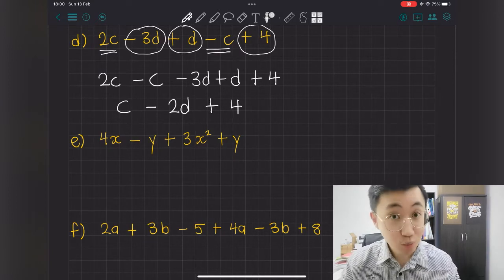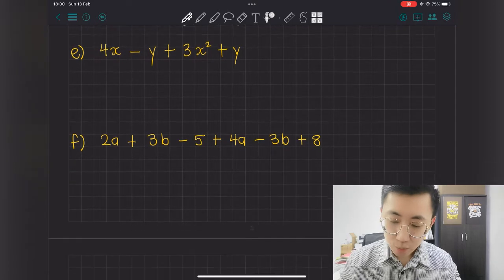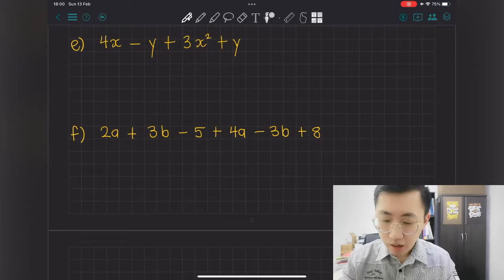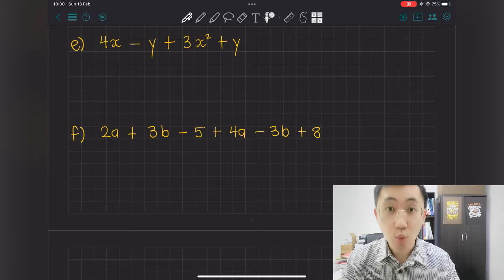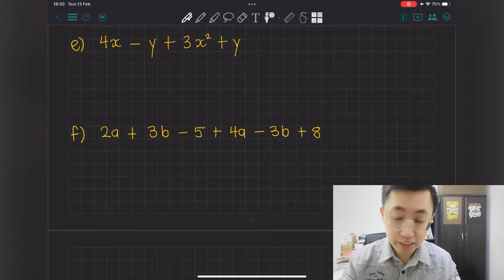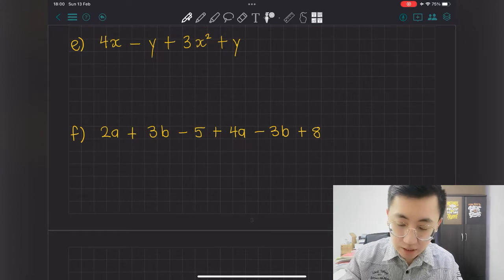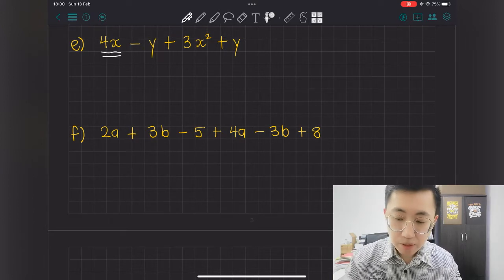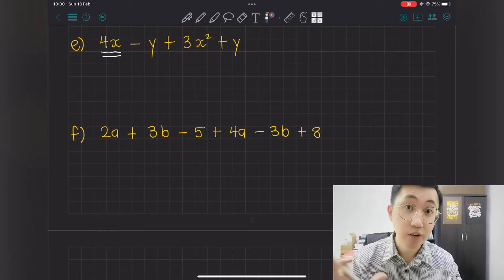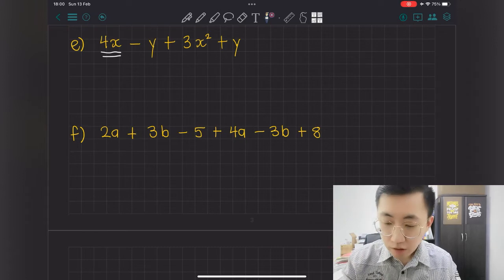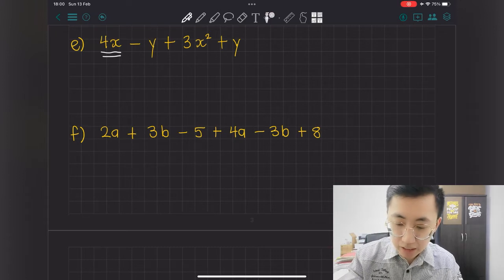Alright, let's move on to the last two. Pay attention. E: 4x minus y plus 3x squared plus y. Once again, try to use a pencil and find out those that you have already done. Let's find the x family first. I cannot consider this as the x family because this is different. X squared is different. Follow example 1 again. I couldn't do anything, so I'm going to copy back 4x.